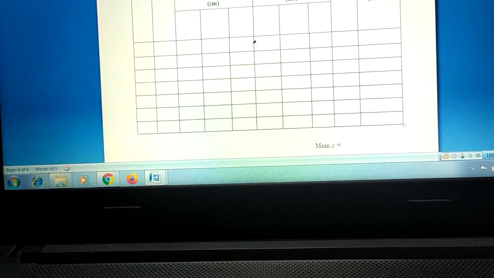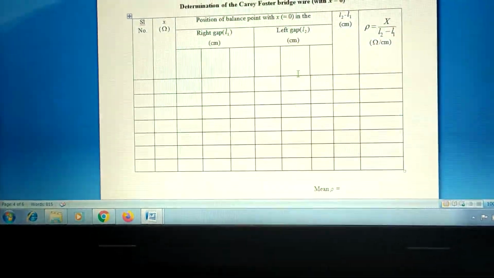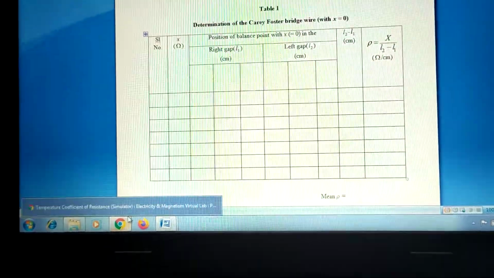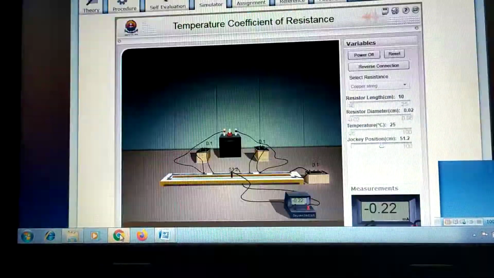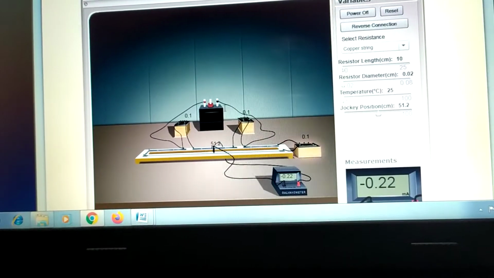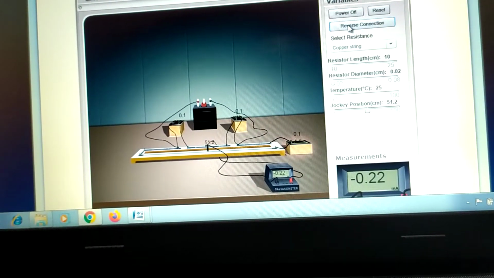What is the table? This is the table. You put your value for the left gap, that is L1, here. Then again you go back to the simulation part. This is your table. Next you take the reverse connection.